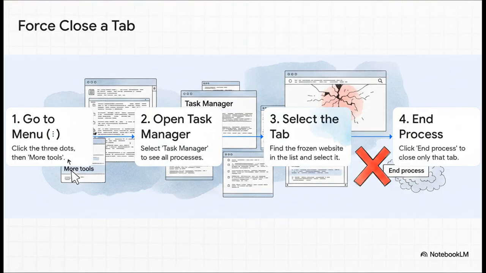Nope, not at all, because Chrome has its own secret weapon, a built-in task manager. Just go to the three-dot menu, find More Tools, and click Task Manager. A little window pops up showing every single tab and extension that's running. You just find the one that's frozen, select it, and hit End Process. It force closes only that one bad tab, and everything else is safe.